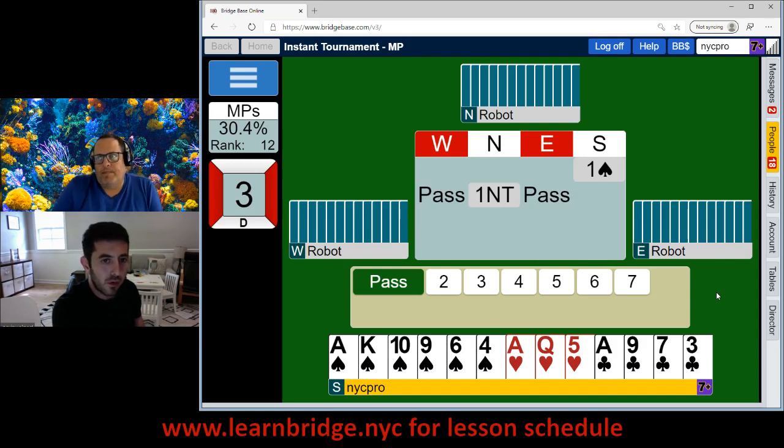Agreed. Opening two clubs is taking the hand in a different direction from the first bid, and that's definitely not a good idea. You don't want to be against the field too often, especially if you feel like you're a good player, right? You kind of want to be in the same contracts everyone else is.